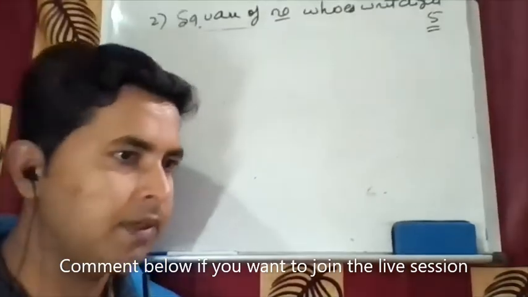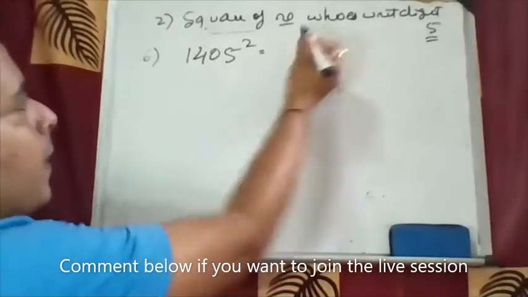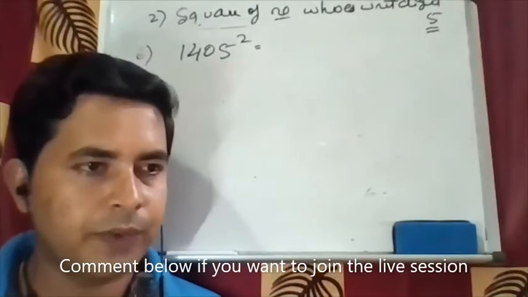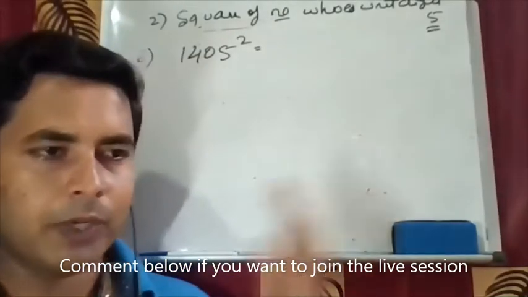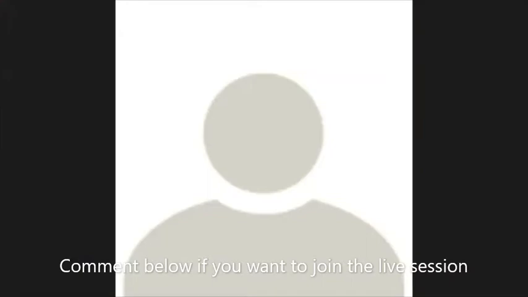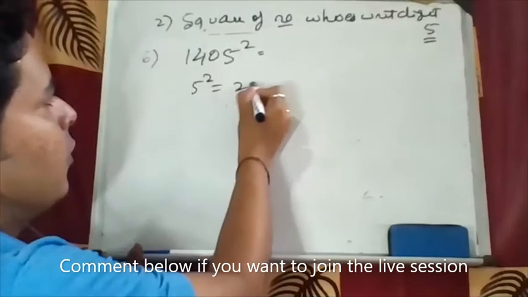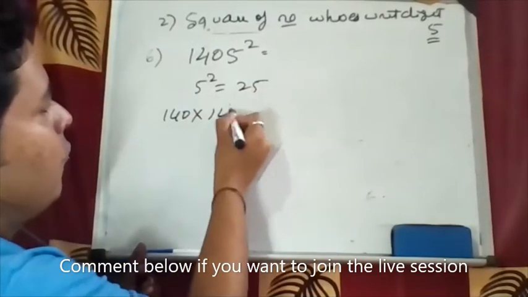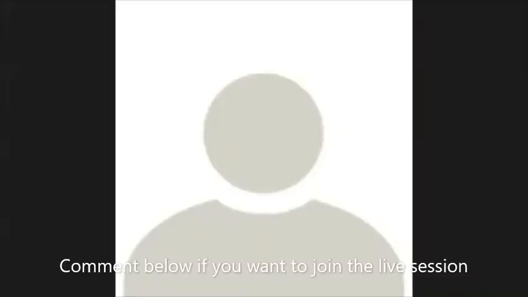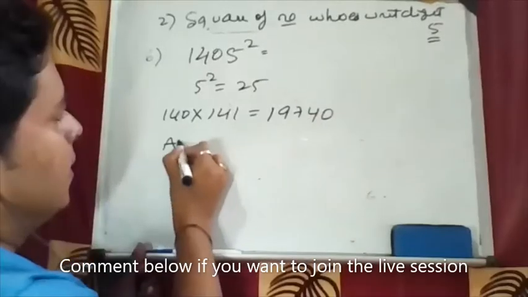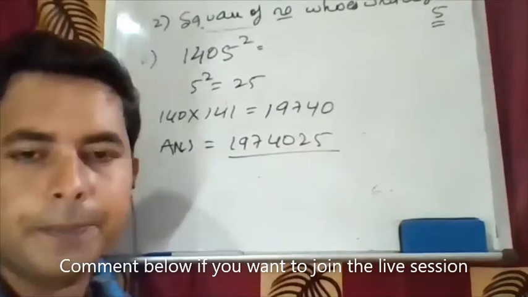So I'll take an example now. 1405 square. Quickly. 25 remains the same. What do you have to take? 1974025. Yes, correct. So here 5 is the same, so 25 will come. 140 into what do you have to do? 141. So what will its answer be? 1974 will come. 19740 will come. So what will your answer be? 1974025. Okay.